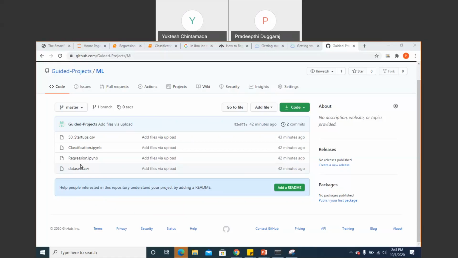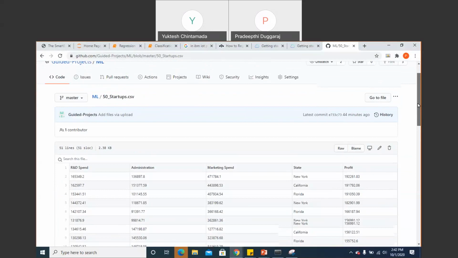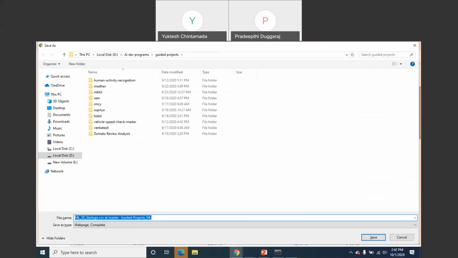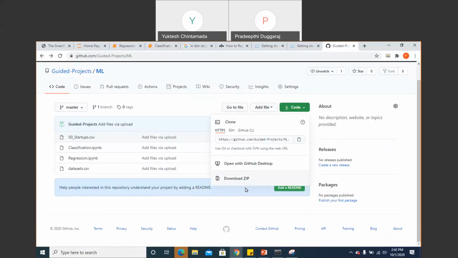Have you downloaded the files, guys? Go to this link and download all the files. If it's not downloading, you can directly press Ctrl S, or you can download the whole repository and extract the zip folder.